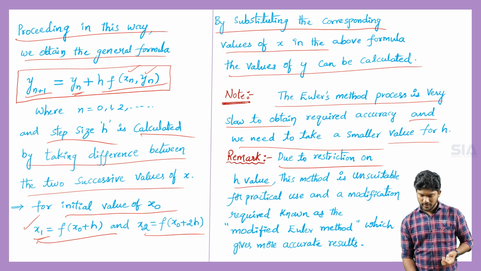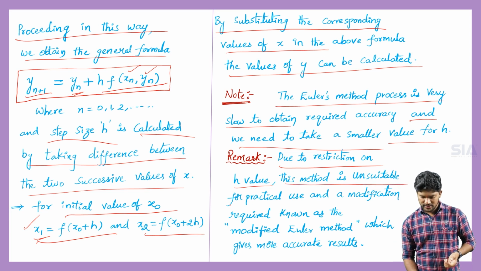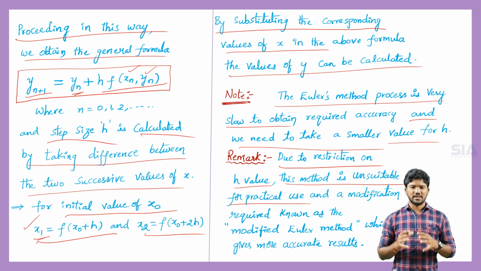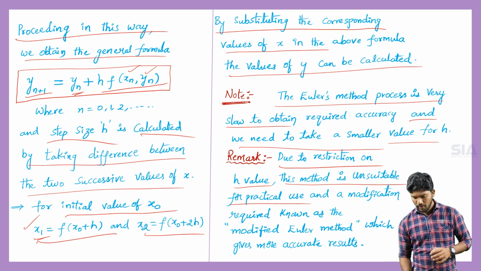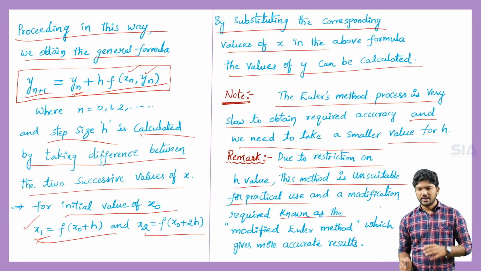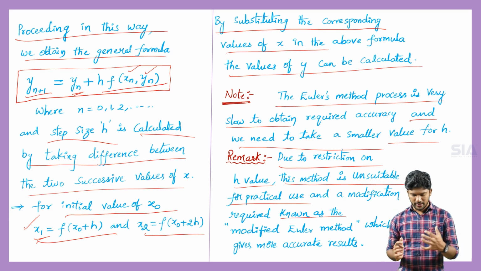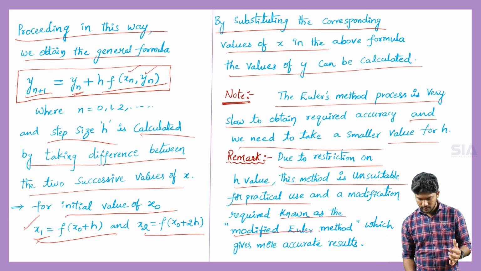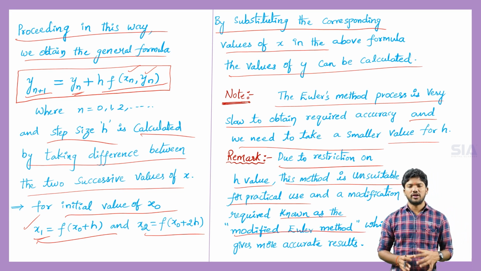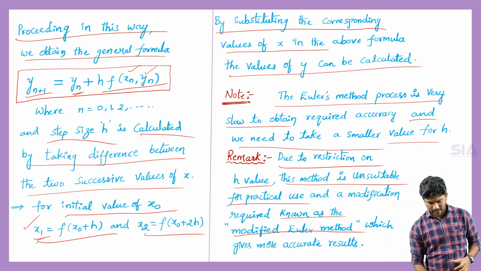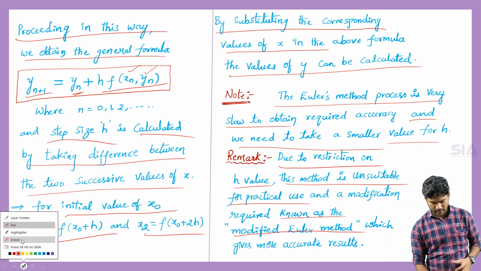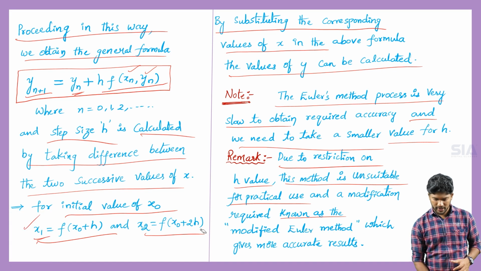Due to the restriction on small h value, this method is unsuitable for practical use, and modification is required. Modification is required for this method. That modification is known as the modified Euler method. This modified Euler method gives more accurate results than Euler's method.